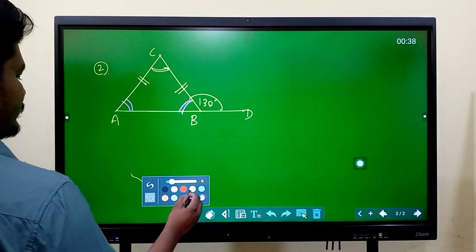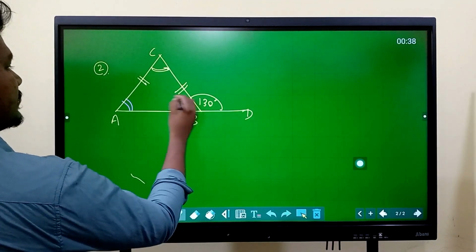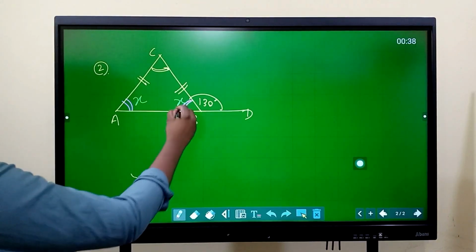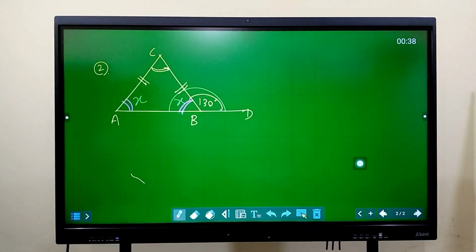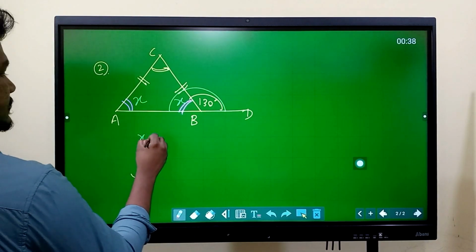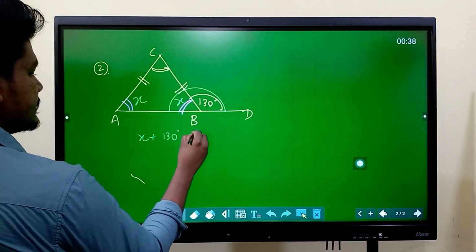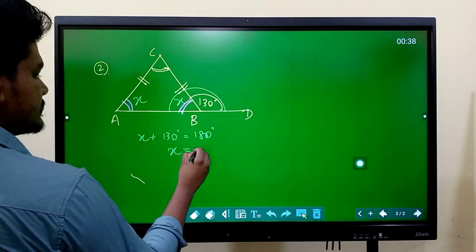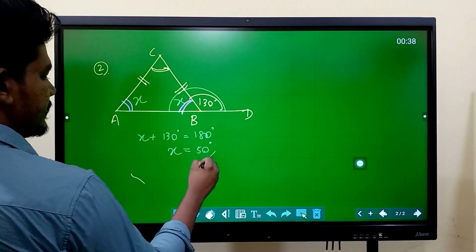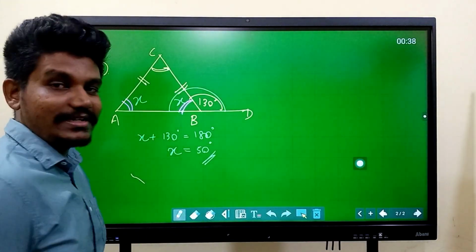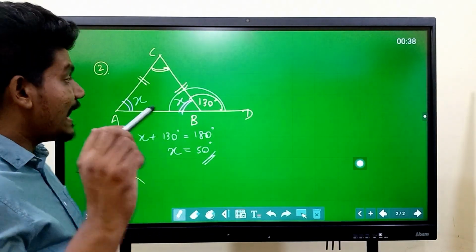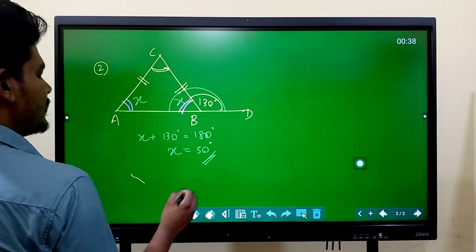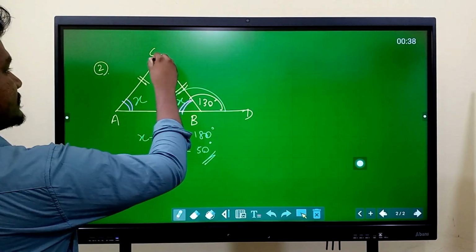How can you get the value? If I take that one as x, this also is x degrees. Then we can consider angles on a straight line here. x plus 130 degrees equals 180 degrees, angles on a straight line. Then x equals 50 degrees, by subtracting 130 from 180. If x equals 50 degrees, we can thereby get the value of this magnitude.